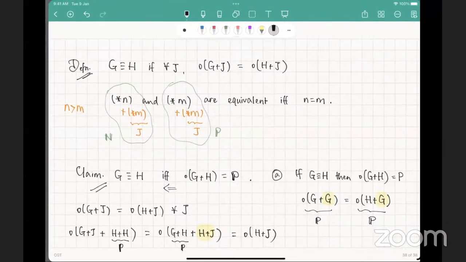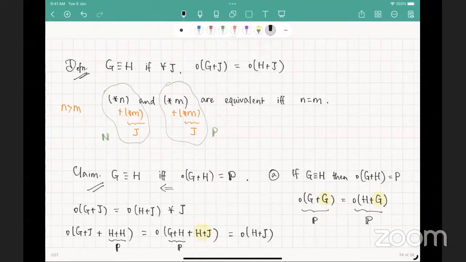So we started off with G plus J, and we have arrived at H plus J. So those indeed have the same outcomes, no matter what J you pick. So this is agnostic to the choice of J. We achieve this just by adding H plus H. Okay.